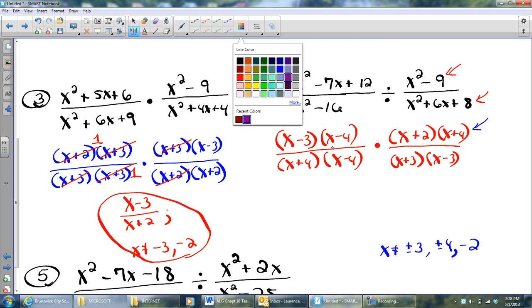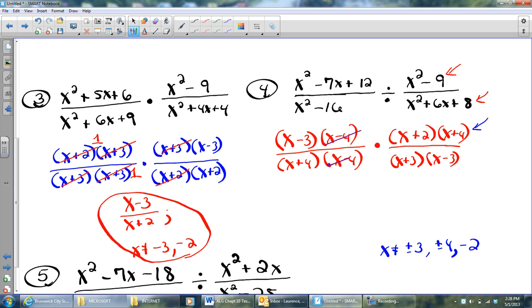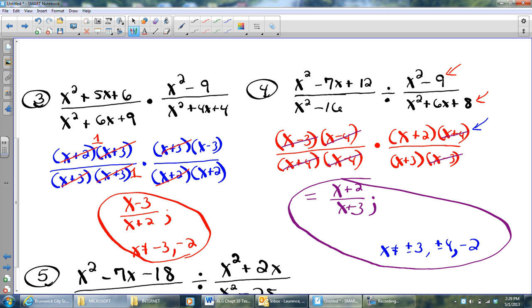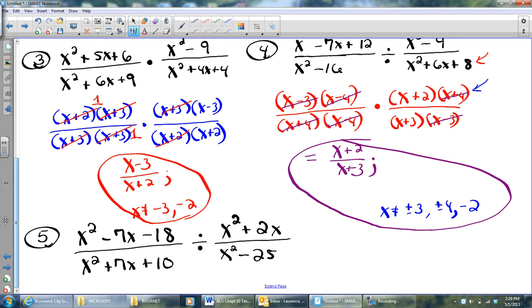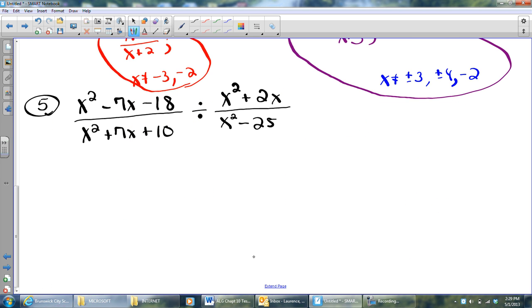And let's see here. Vertically on the left, I got an x minus 4 and an x minus 4. Vertically on the right, I don't see anything to cancel. Looking down to the right, I see an x minus 3 and an x minus 3. Looking up to the right, I see an x plus 4 and an x plus 4. And so my new problem is going to be x plus 2 over x plus 3 when x does not equal those numbers. And there's my answer. Same exact thing for division, but I have to remember to flip and multiply.